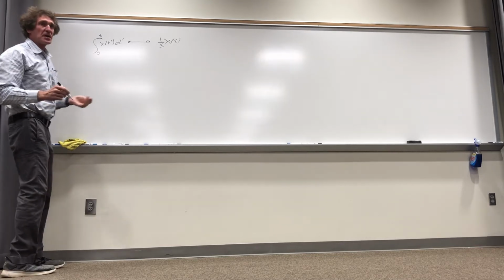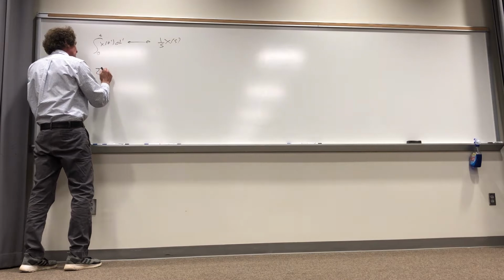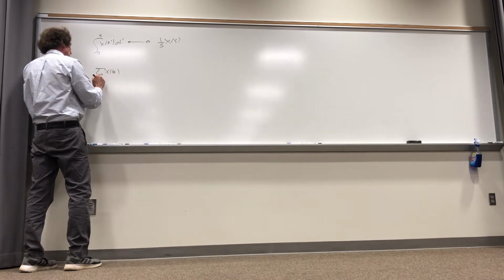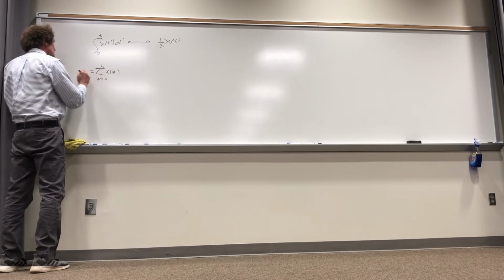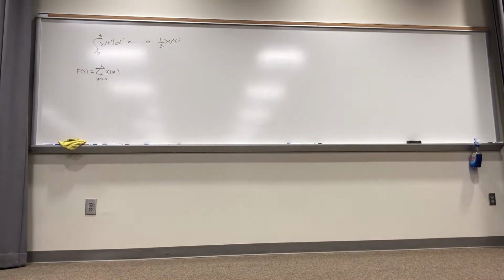Now, the equivalent for Z-transforms would be a summation. If you had a summation of x of k, where k went from 0 to n, and call this a new function, I'll just call it f of n right here. Now I'm saying this is equivalent to an integration. A summation in discrete time is equivalent to an integration in continuous time. Does that make sense to everybody?